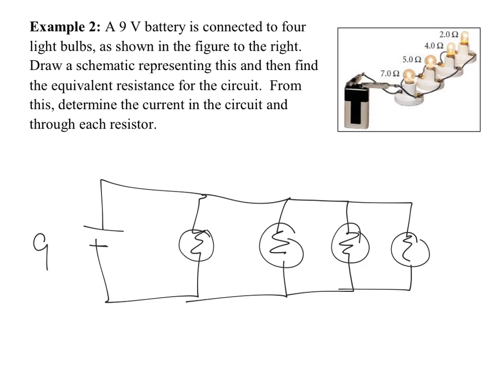This battery has a voltage of 9 volts. The resistors are 7 ohms, 5 ohms, 4 ohms, and 2 ohms. The exact same resistances as we had in series. I made this example, and actually I think this figure is either out of your book or I pulled from somewhere, specifically so that you could see the comparison between series and parallel. These are the exact same 4 bulbs that you had a moment ago. Again, the exact same 4 bulbs. So from this schematic, what we want to do is find the equivalent resistance.